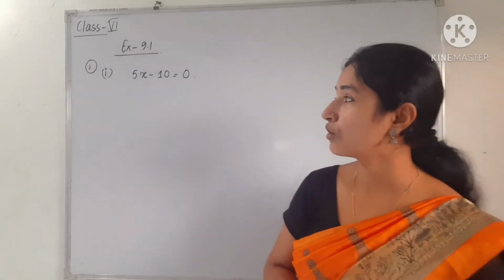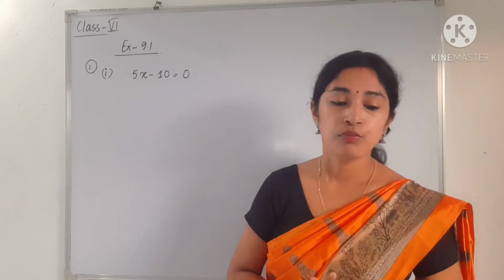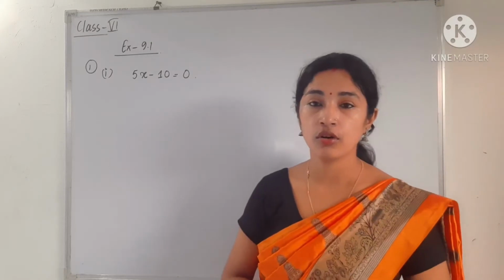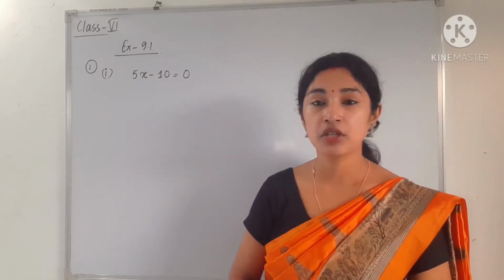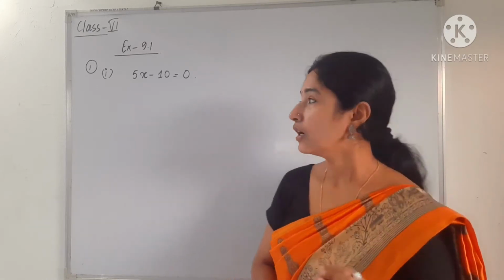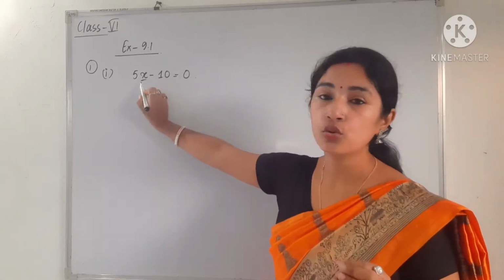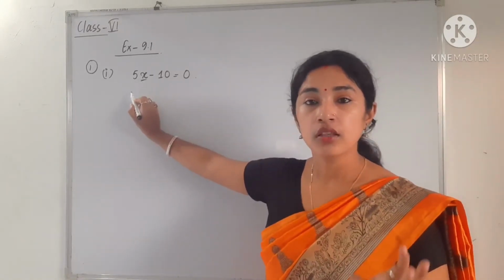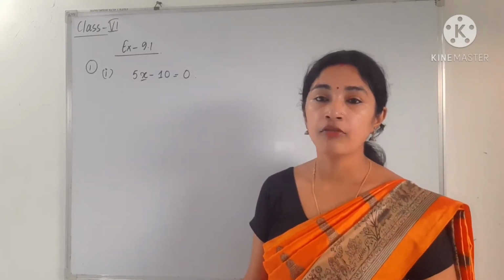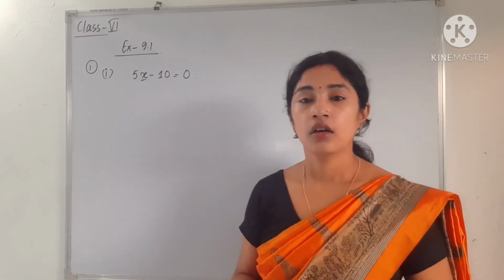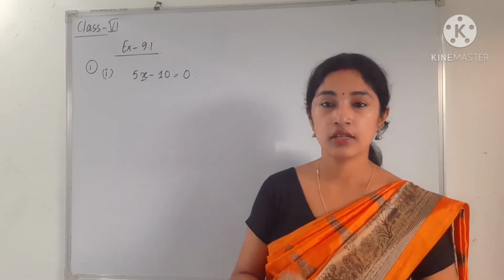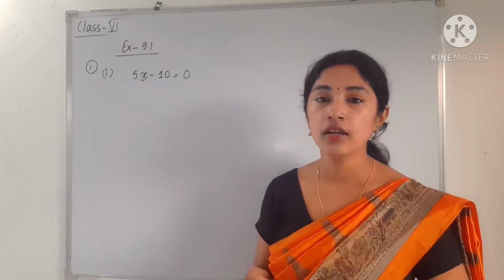So here I am doing question number 1. Here you have to see whether 2 is the root of this equation or not. So the question is determined by substitution. The meaning of substitution is you have to put the value of the unknown equal to 2. So we will put x is equal to 2. And after putting, if the left hand side part is equal to the right hand side part, then we can say that that particular number is the root of this given equation.